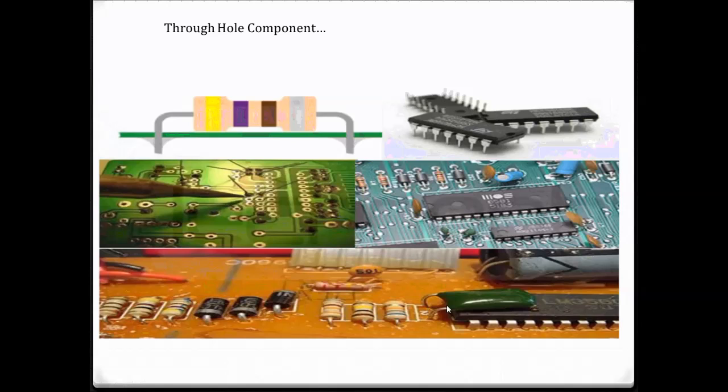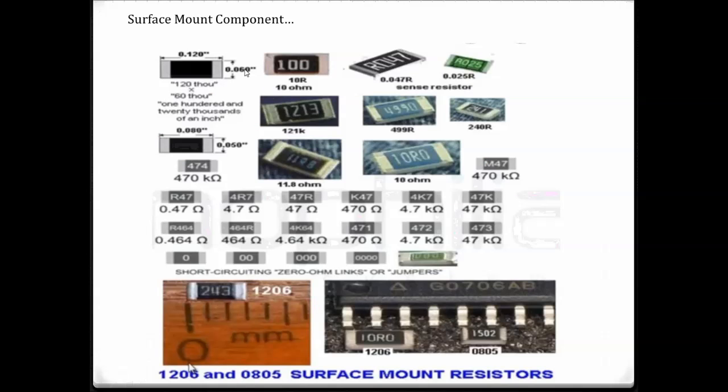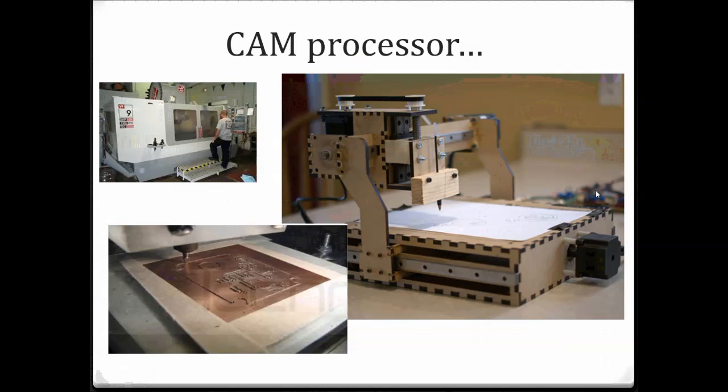Many examples are shown. In SMD, the components sit soldered on the surface itself. You can see the sizes of it. There are many sizes. At last, whenever we want to produce our PCB on a large scale, we send it to a PCB manufacturer, which uses CAM, computer aided manufacturing process, in which whatever files we send to them, they use to manufacture the board using machines.